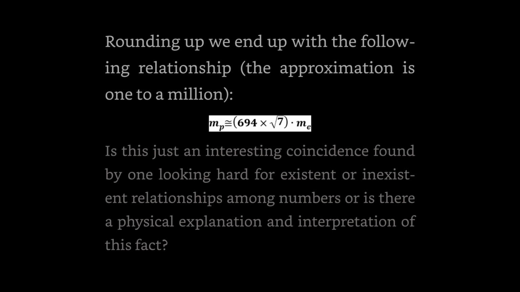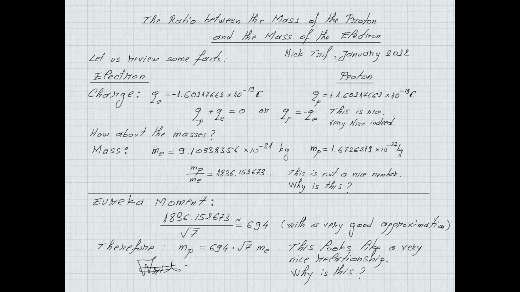The mass of the proton is equal to 694 multiplied by the square root of 7, multiplied by the mass of the electron. Is this just an interesting coincidence found by one looking hard for existent or inexistent relationships among numbers, or is there a physical explanation and interpretation of this fact?